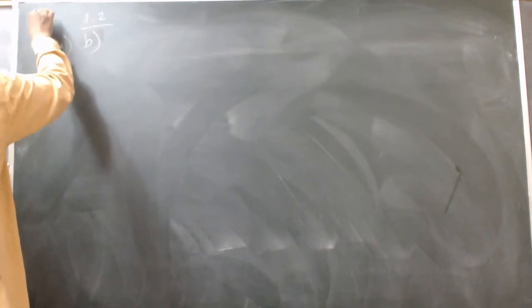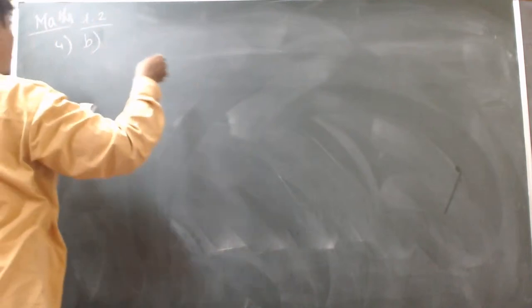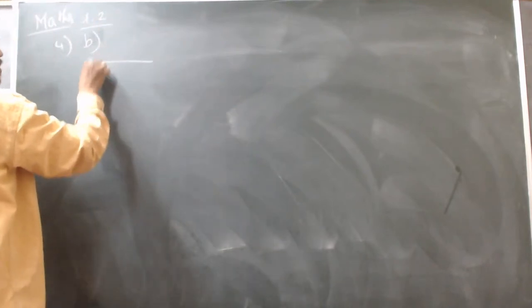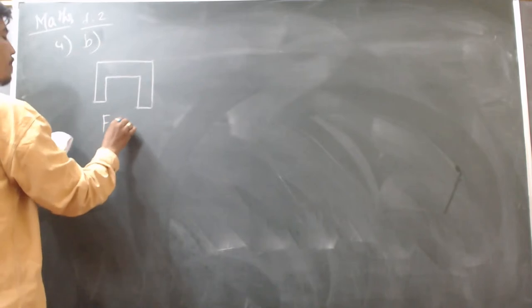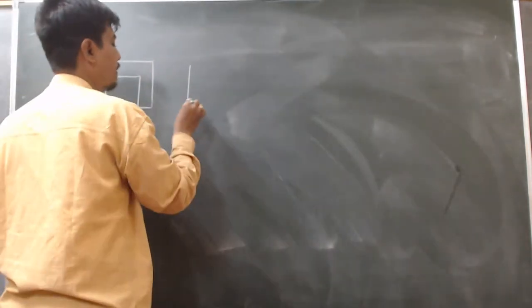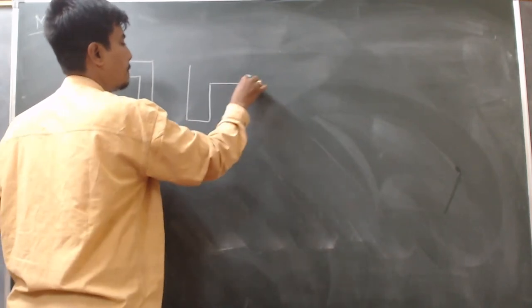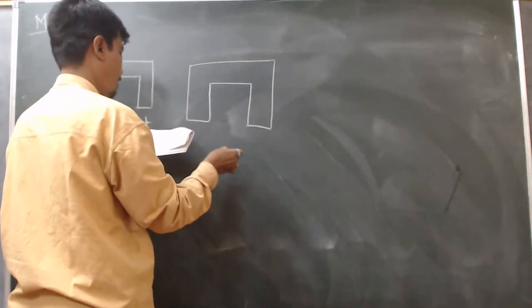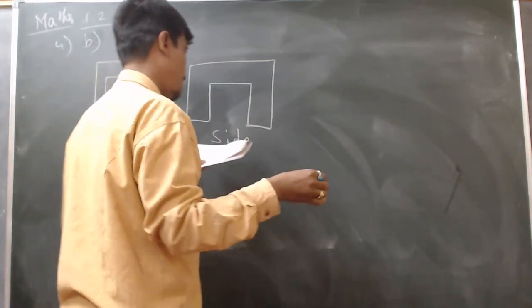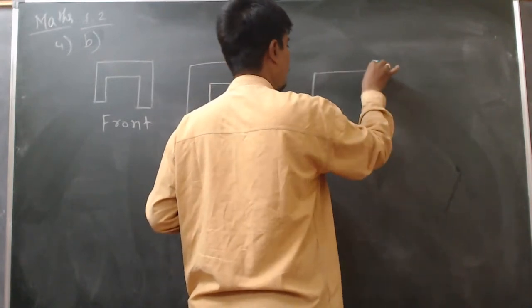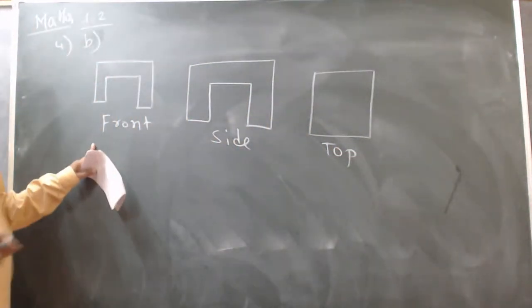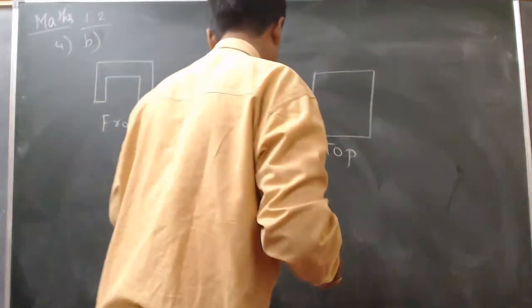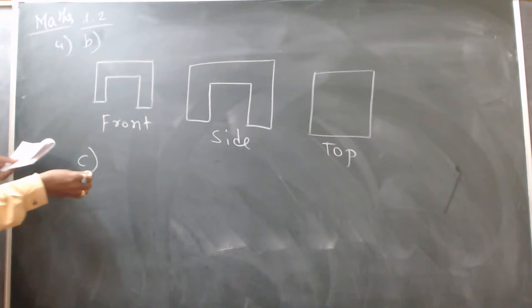So the second one is table. So from front, from side, and from top. If the table is given to you, from front it will look like this, from side it will look like this, from top it will look like this. And the third one given is weight. What have they given? Weight.